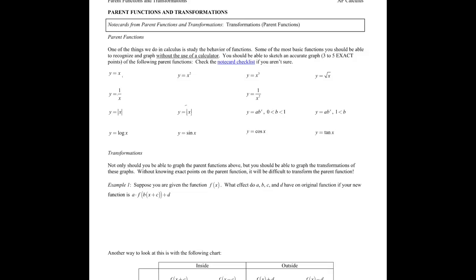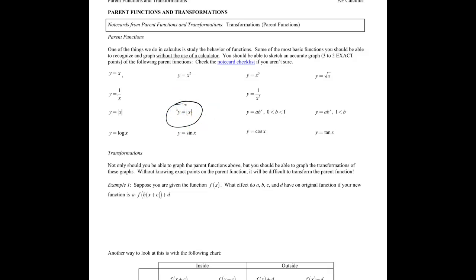Alright, so let's talk parent functions and transformations. Parent functions are the most basic a function can possibly be. Parent functions that you should be familiar with at this point should be y equals x squared, y equals x cubed, y equals the square root of x, y equals 1 over x squared, the absolute value of x, and one that you might not have seen, the greatest integer function.